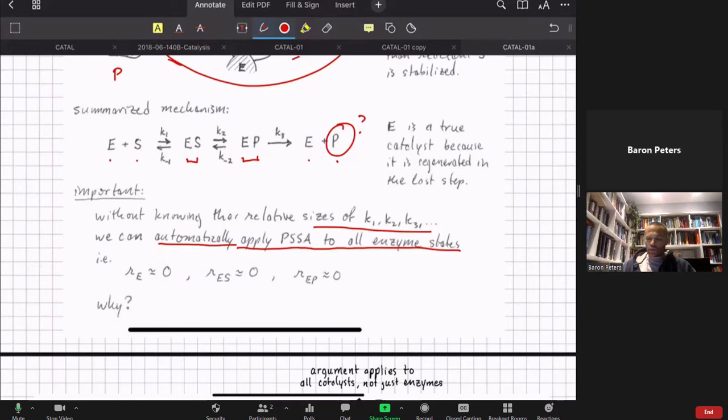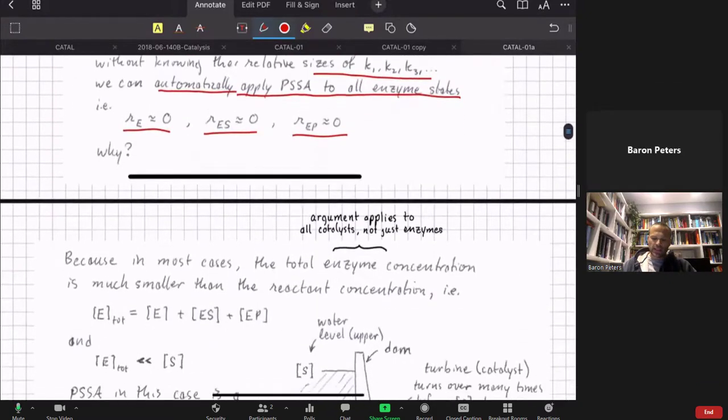So what would those pseudo-steady-state approximations look like? Well, we could write them down in the usual manner. We have an enzyme state, we have an enzyme substrate complex, and we have an enzyme product complex. And we could make the pseudo-steady-state approximation on any one of these species, and in fact, we will see that we can make it on two of them. Why can we do this approximation? Well, let's think about that carefully.